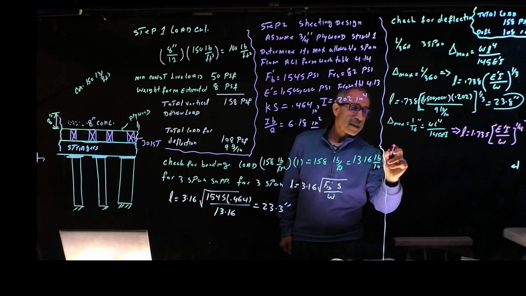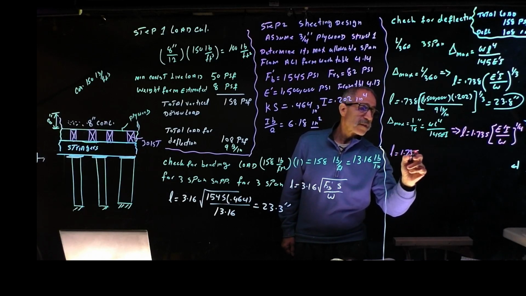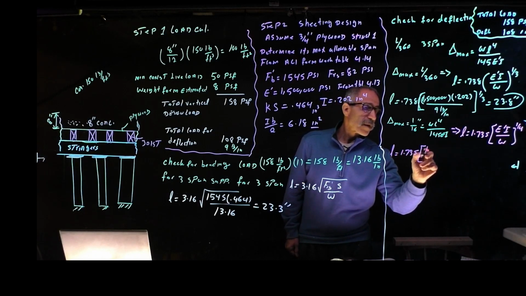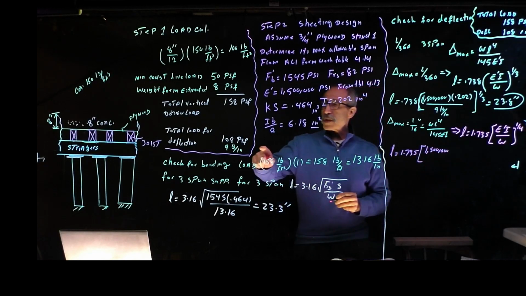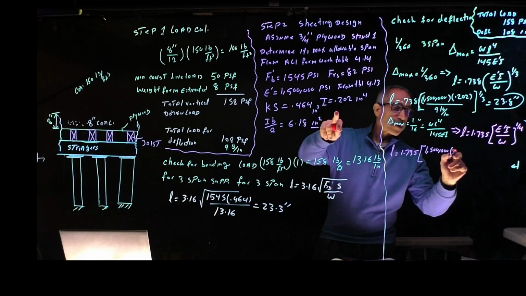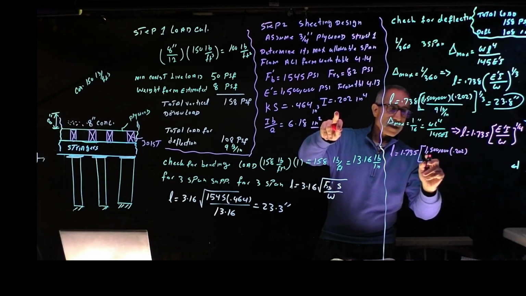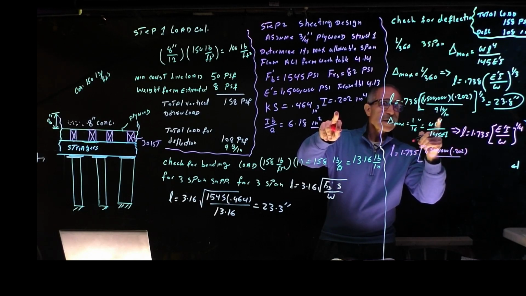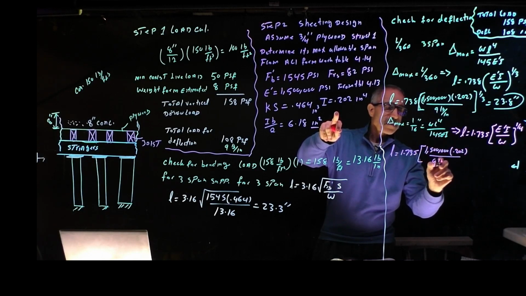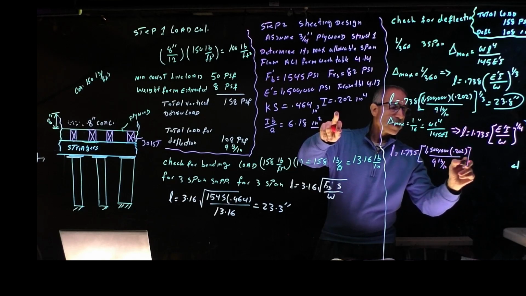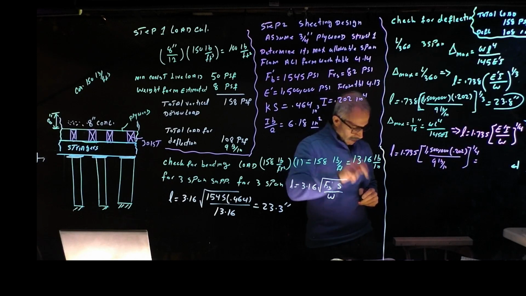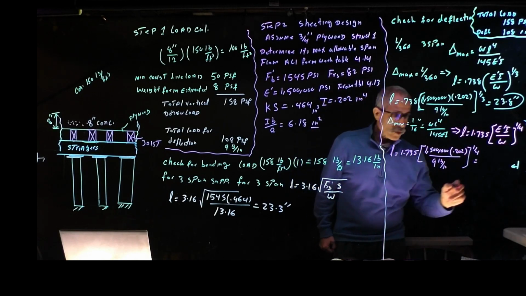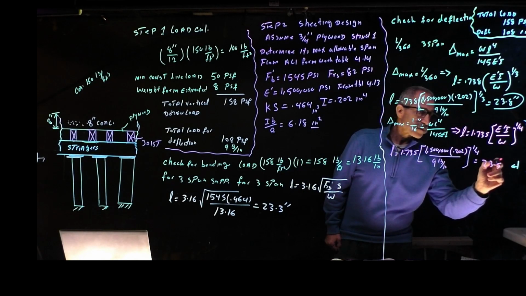Plug that in. L is equal to 1.735 times E, which came out to 1,500,000 PSI, and the moment of inertia came out to be 0.202, and divide that by the weight, which we said for deflection is 9 pounds per inch, to the power of 1/4. That should come out to 23.5 inches.